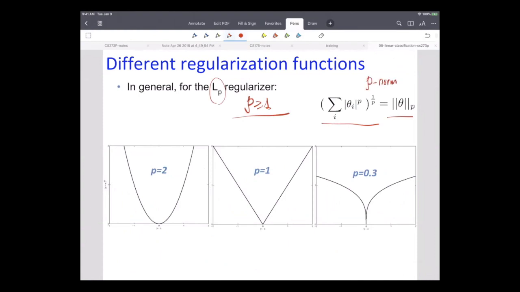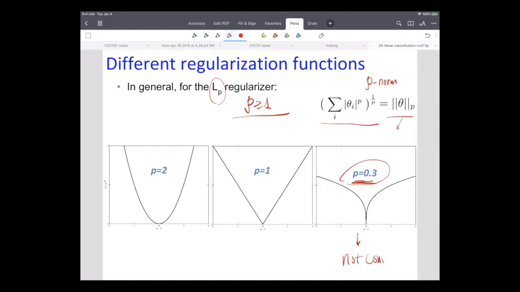So in many cases, people even go beyond the norm, choosing p less than 1. So you have something that looks like this very strange shape. In this case, this is not a proper norm anymore. However, you can still use it, even though it's not a proper norm. For instance, this is not convex anymore, as you can easily verify.